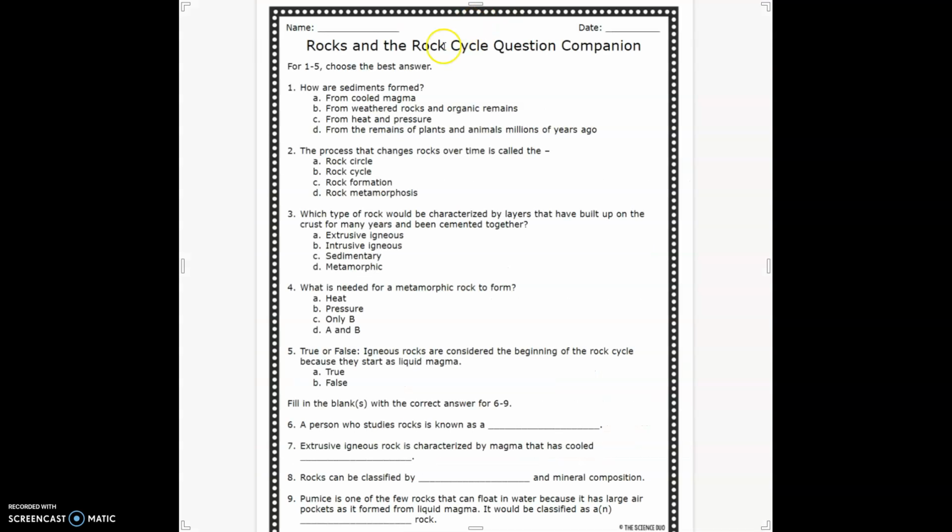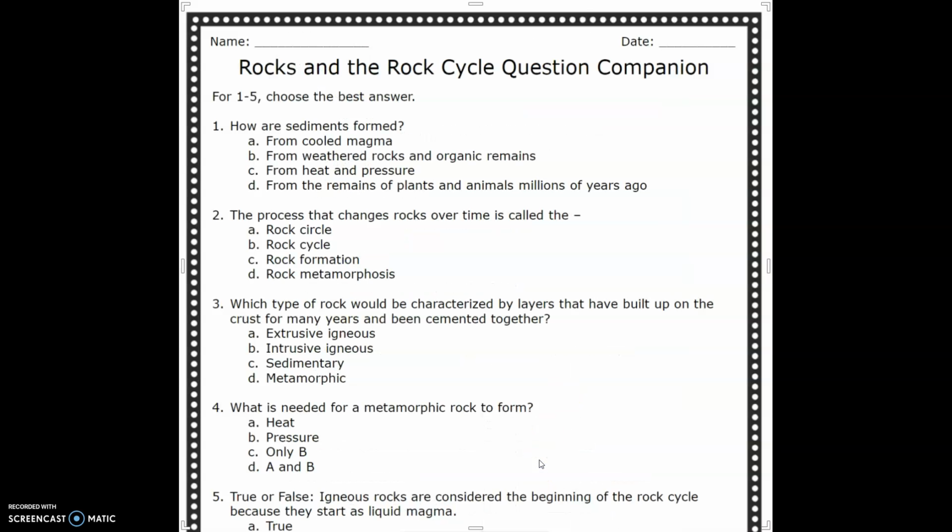Now we have some questions here. I'll zoom in a little bit. Here we go. So remember, as I'm going through these, pause the video and then think about how you would answer. And then play again and check to see if you're right. So the first one here: how are sediments formed? A, from cooled magma. B, from weathered rocks and organic remains. C, from heat and pressure. Or D, from the remains of plants and animals millions of years ago.